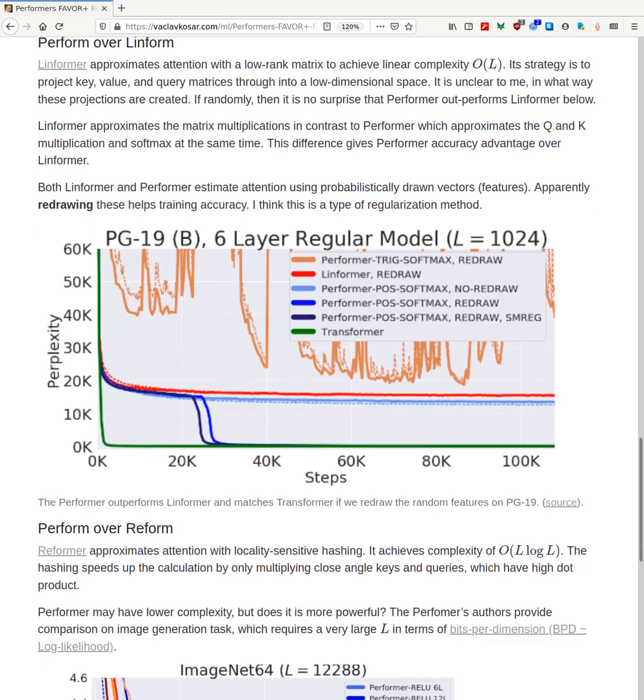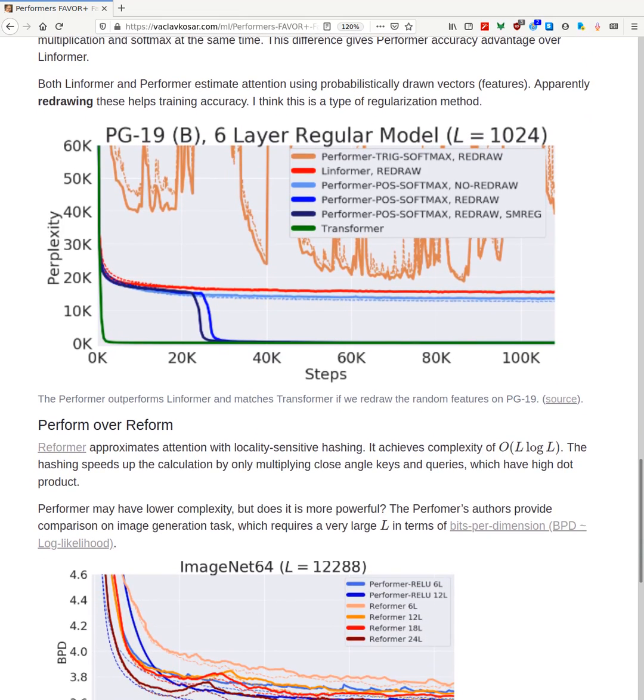Okay, but this approach is a little bit worse than when using Performer. And we can see it on this graph. If we compare Linformer, which is the red, with the Performer, this blue, we can see already that the Performer does a little bit better. But okay, what are these redraws in the graph?